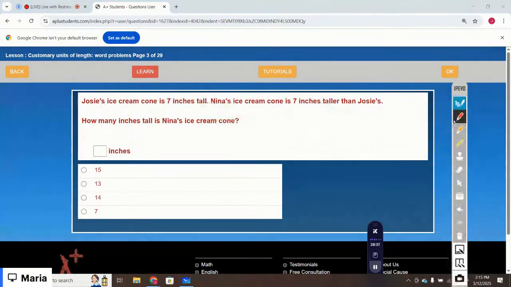Okay, so we are given the length of Josie's ice cream cone, that is 7 inches tall. Nina's ice cream cone is 7 inches taller than Josie's. So Josie's is 7 and Nina's is 7 inches taller. So 7 plus 7 makes 14. That means Nina's ice cream cone is 14 inches tall. Correct option is 14.